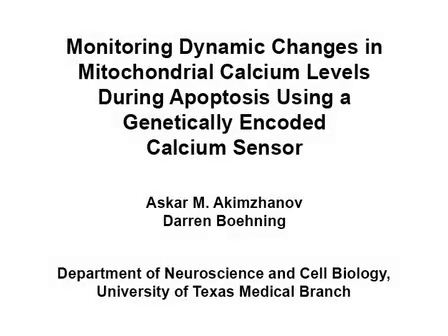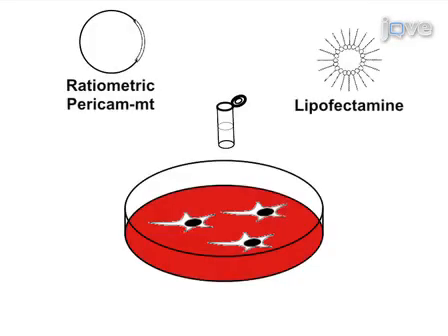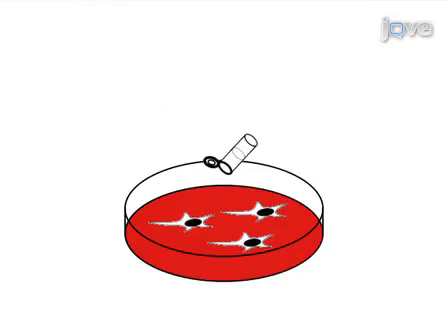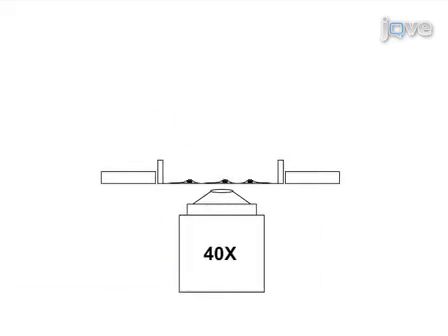The overall goal of this procedure is to monitor changes in mitochondrial calcium concentration in live cells. This is accomplished by first transfecting cells with the calcium indicator protein ratiometric pericam, which is targeted to the mitochondrial matrix. 1 or 2 days following transfection, the fluorescence microscope and software is set up for live cell imaging.